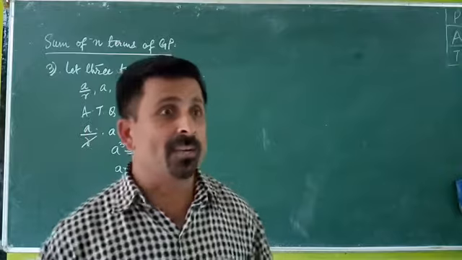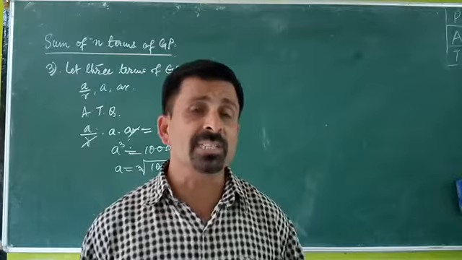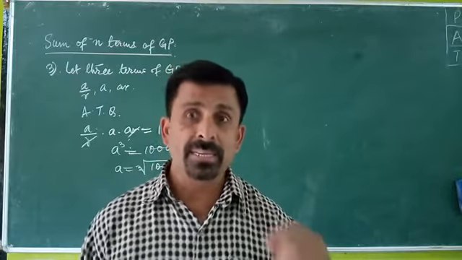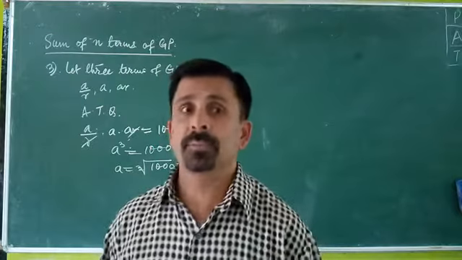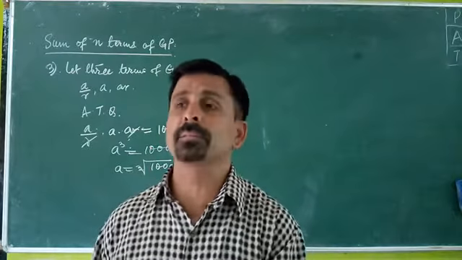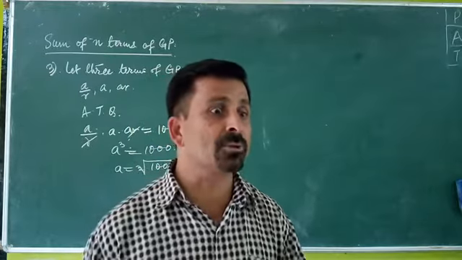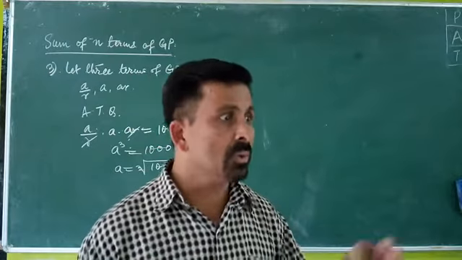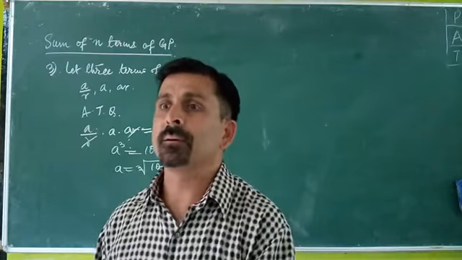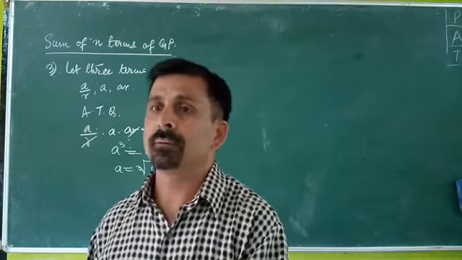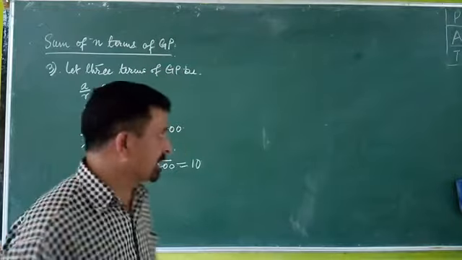Now A is calculated. Now what we need is the value of R. For R, the question says, if you add 6 to the second term and 7 to the third term, then the three terms form an AP. Is it okay? Yes. Okay, first of all, let us write this down.